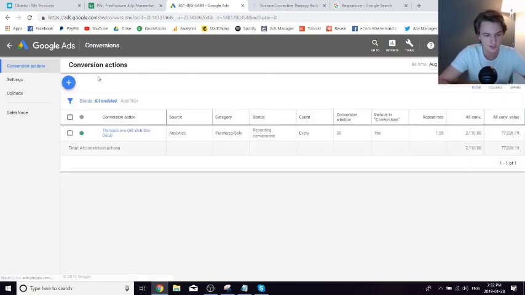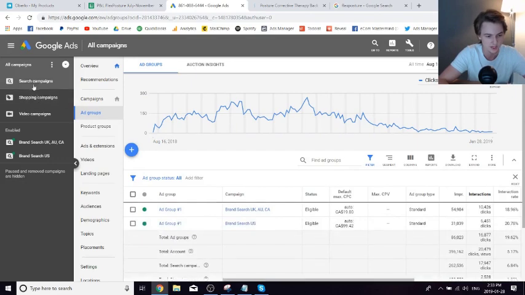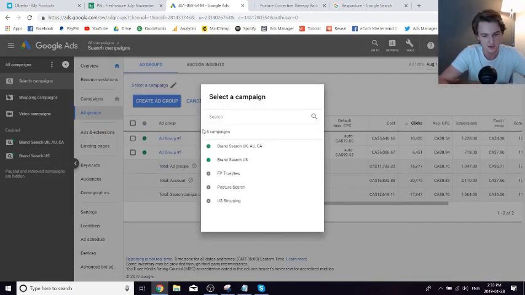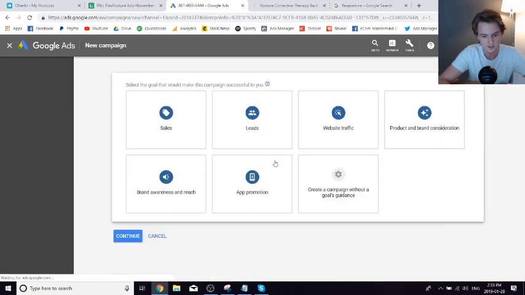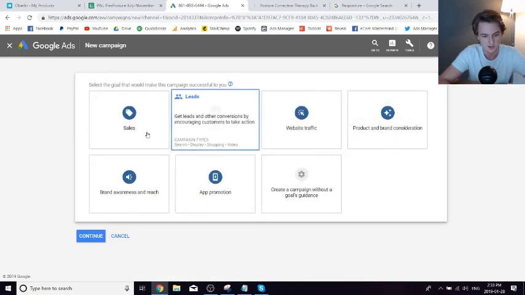And then you can create a new Google search campaign with the objective of getting conversions. So like this new campaign, and then you go to sales.